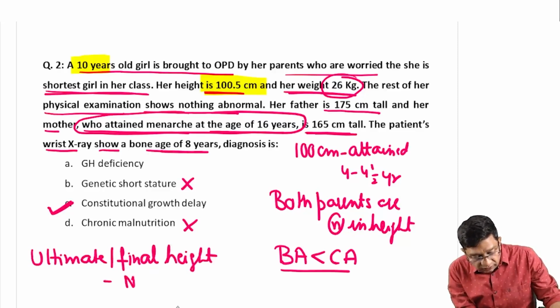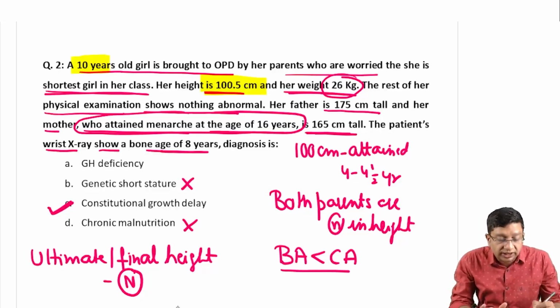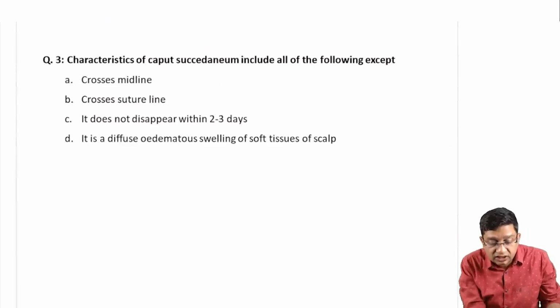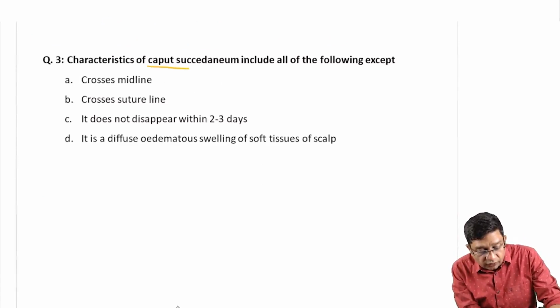Ultimate or final height is normal, right? So this is regarding this thing. Moving on to the third question. Characteristics of caput succedaneum include all of the following except.